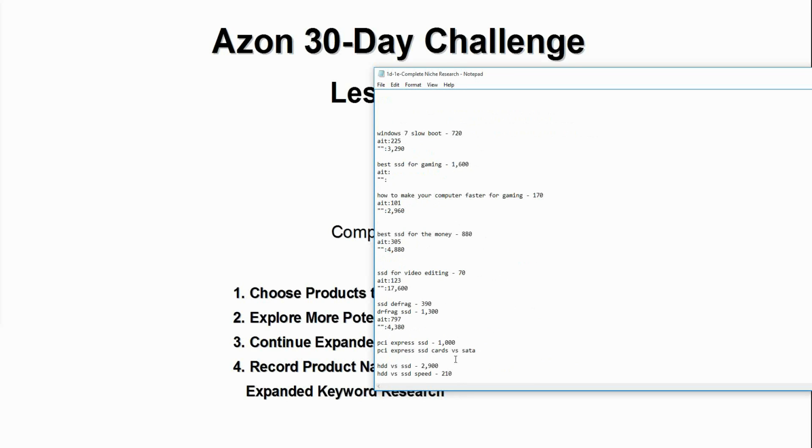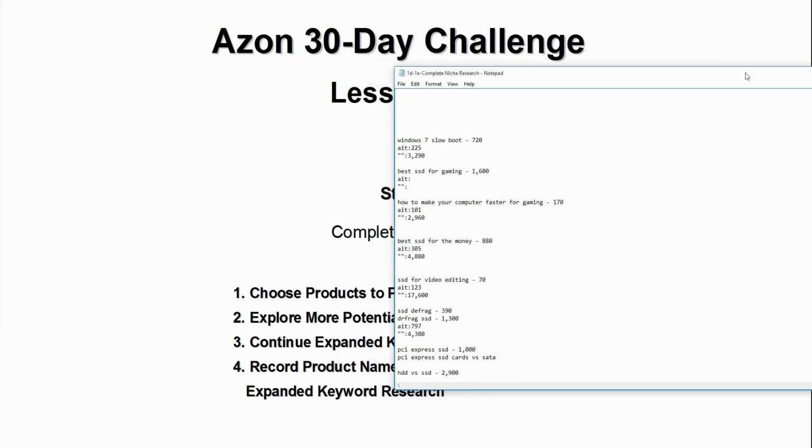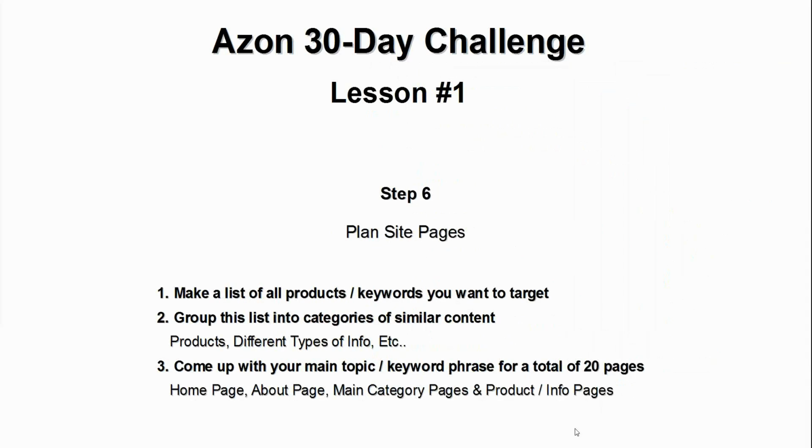Do this same type of thing with your own niche to where you have a really good understanding of what kinds of things people might be looking for having to do with that product, the ways that you can attract the traffic to your site, and ultimately get those Amazon products sold. So now when you have reached this point, you can then continue on and actually plan out your entire website.